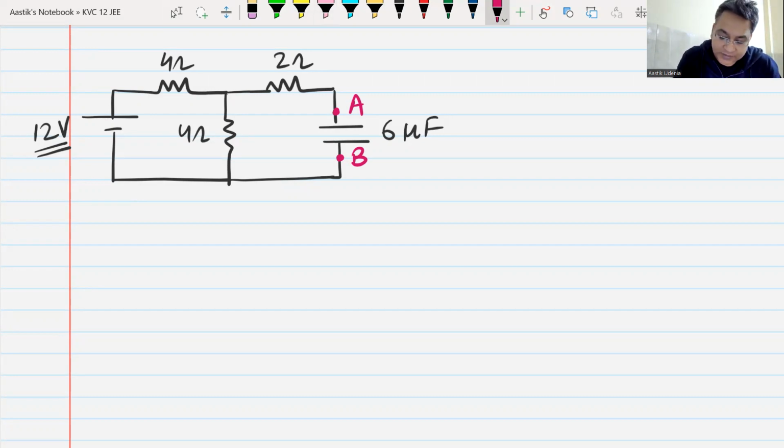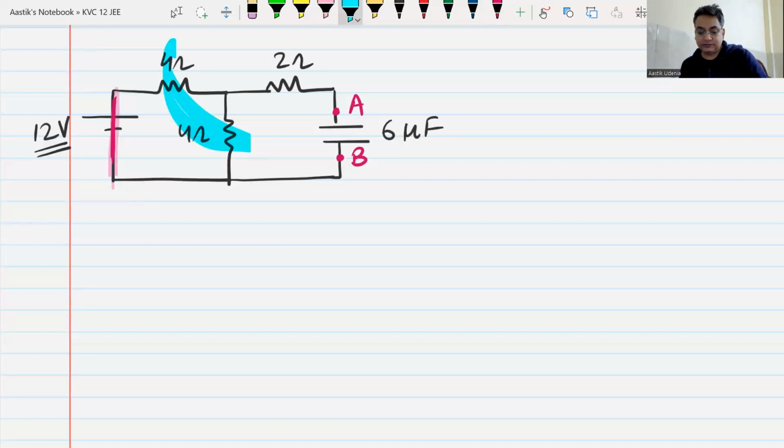What do we do? We take this battery out and short it. Yes or no? Yes, sir. So this is shorted. Now we have to find the equivalent resistance between points A and B. These two resistors will come in parallel. 2, 4 and 4 in parallel becomes 2. Then this 2 and this 2 will come in series. 2 and 2 in series becomes 4. Equivalent resistance is 4.